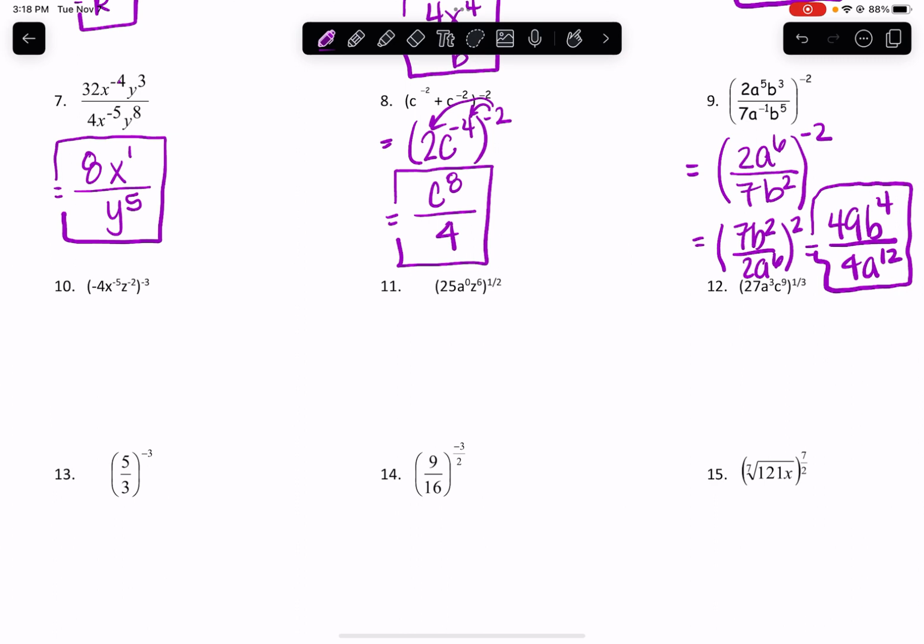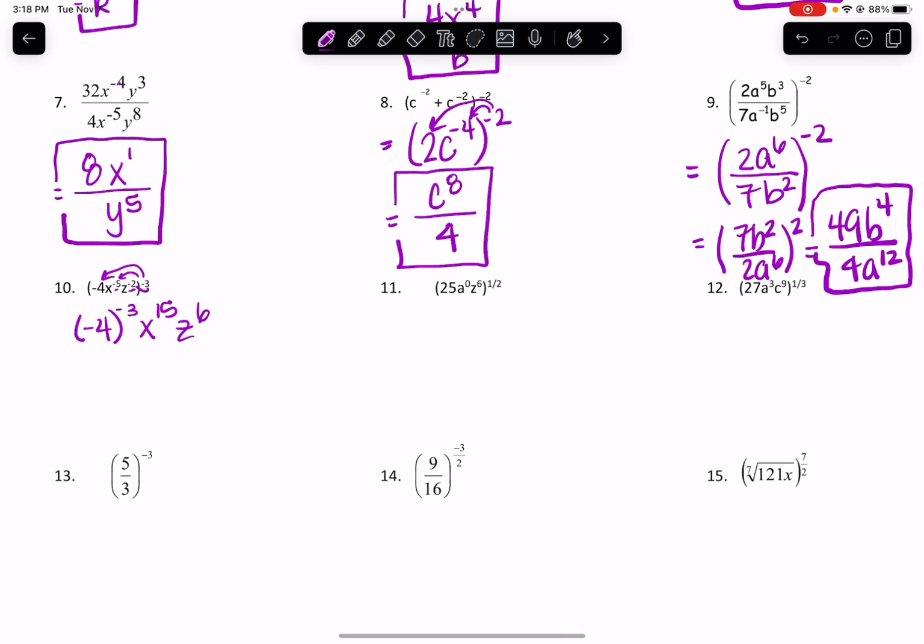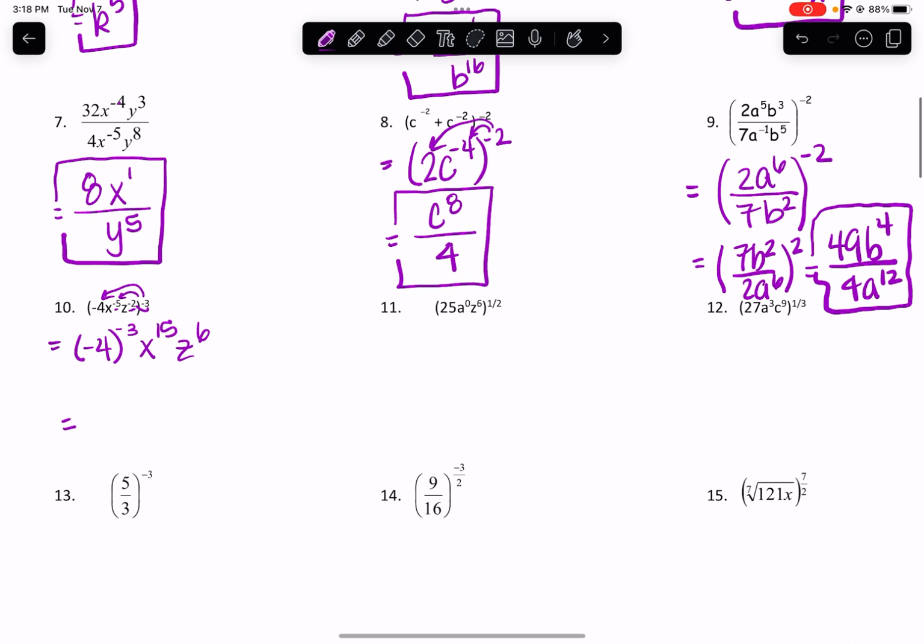Same thing here. Actually, on this one, because there's negatives here and here, I want to distribute. So what I'm going to do is say, okay, negative 4 to the negative 3, x to the, what is that? And then we'll do it to that one. x to the 15th, z to the 6th. So now take care of that. And 4 to the 3rd, or negative 4 to the 3rd, is negative 64. So I have x to the 15th, z to the 6th over negative 64.